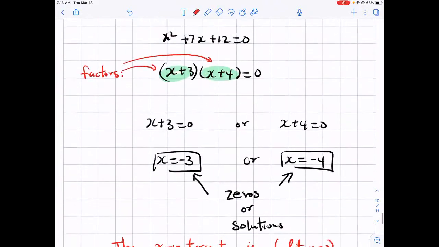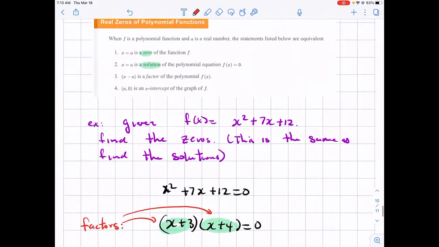You're familiar with this; it's just that the terminology, these are new words. Zeros, a new word for you. So pay attention to these new words.